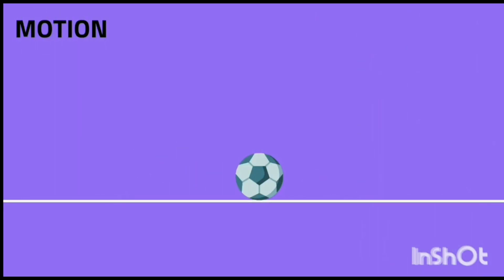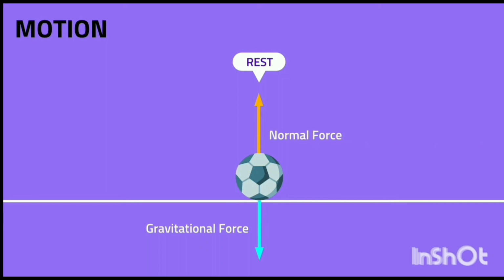Now imagine a ball placed on the ground. It is at rest, but how does it remain at rest? Because gravitational pull continues to be applied to the ball. It pulls the ball towards the center of gravity, that is, the center of the Earth. Simultaneously, the ground applies an equal force in the opposite direction. This is called the normal force. These two forces balance each other, so the ball remains at rest.